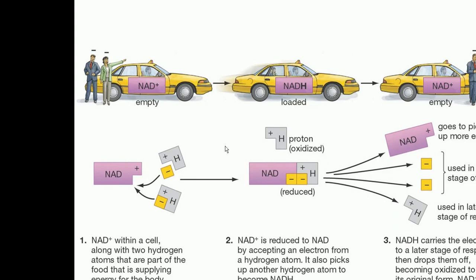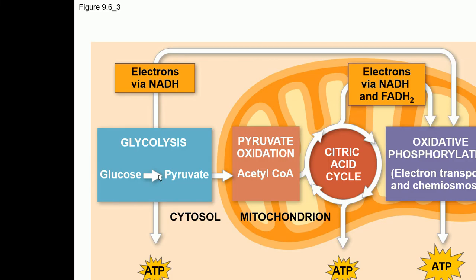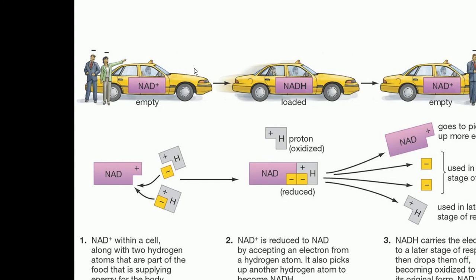This basically shows you the electron carriers. As I said, I've shown here that the electrons are stripped from the food, and those electrons are taken by the electron carriers. There are two electron carriers involved in the process of cellular respiration. One is NAD plus, another is FAD. And these electron carriers carry the electrons and they get reduced.